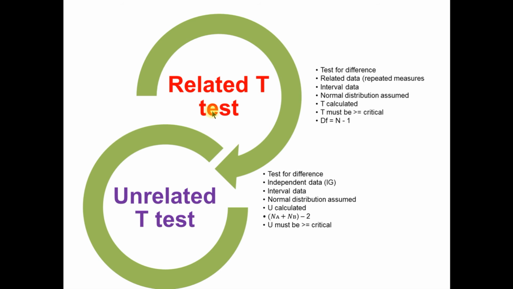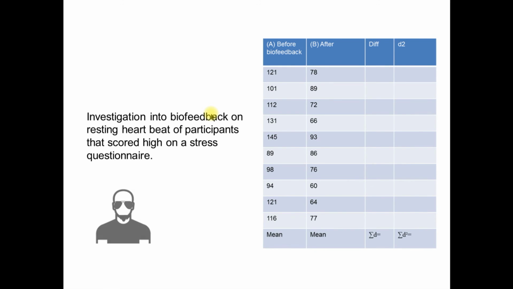The only way you get better at this is by practicing, so I've got a couple that you can have a look at. I'm not going to solve this for you now, but I'm happy to work with you over lunchtime or whenever to go through it. So here is our first related T test example. Investigation into biofeedback on resting heartbeat of participants that scored high on a stress questionnaire. So in other words, this is their baseline heart rate. This is after the biofeedback training. Calculate difference, d squared, put it all in that beautiful equation. Pause it now, have a go.